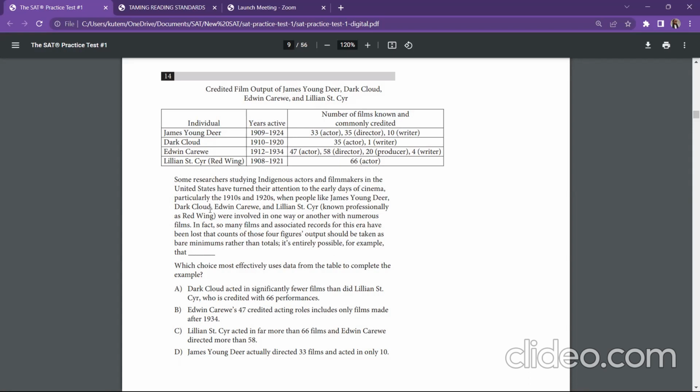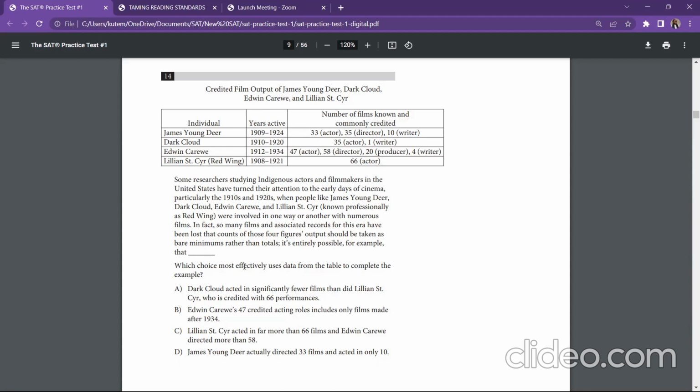The passage says some researchers studying indigenous actors and filmmakers in the US have turned their attention to the early days of cinema, particularly the 1910s and 1920s, when people like James Young Deer, Dark Cloud, Edwin Carewe, and Lillian St. Cyr, known professionally as Red Wing, were involved in one way or another with numerous films. In fact, so many films and associated records for this era have been lost that counts of those four figures' output should be taken as bare minimums rather than totals. It's entirely possible, for example, that... and so it asks which choice most effectively uses the data from the table to complete the example.